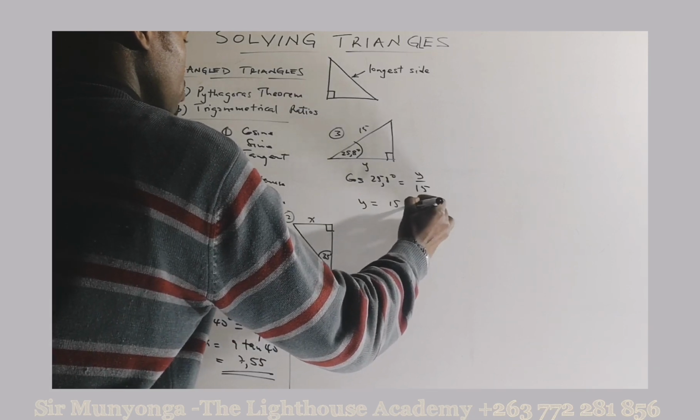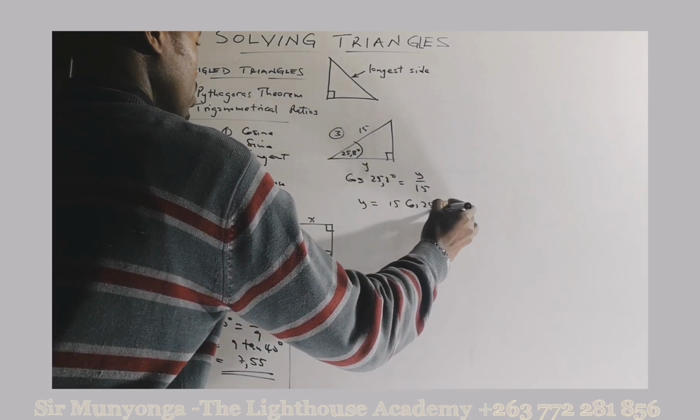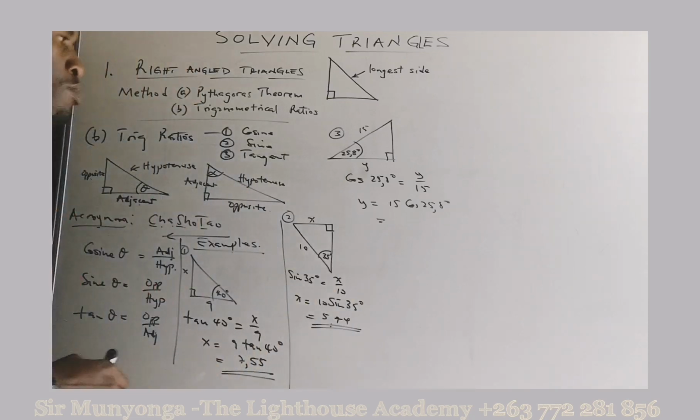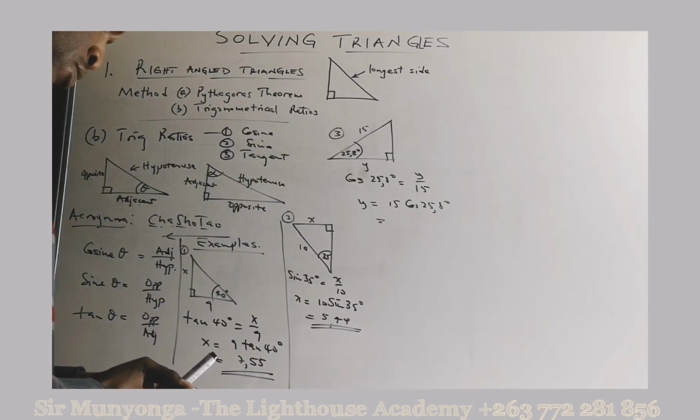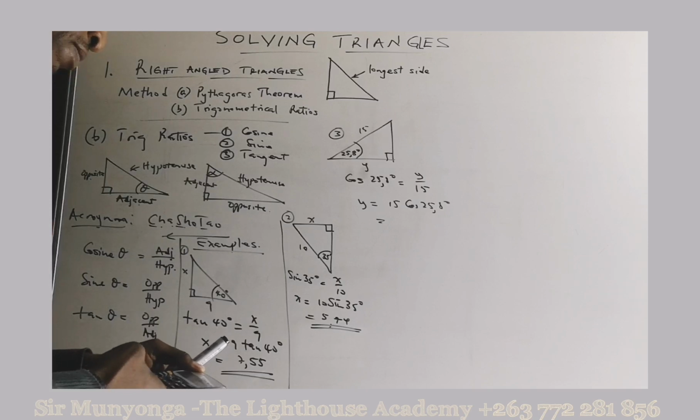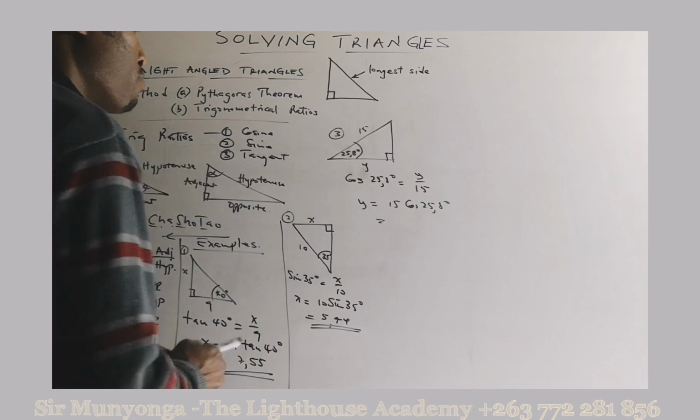Cross multiply, it becomes 15 cos 25.8. So 15 cos 25.8 gives us 13.5.